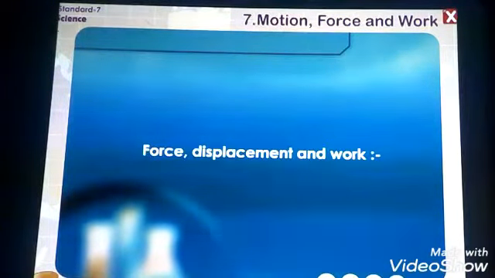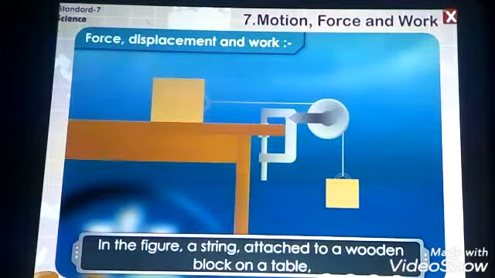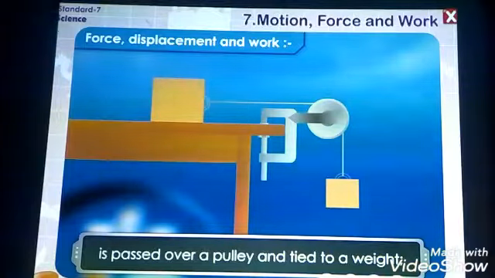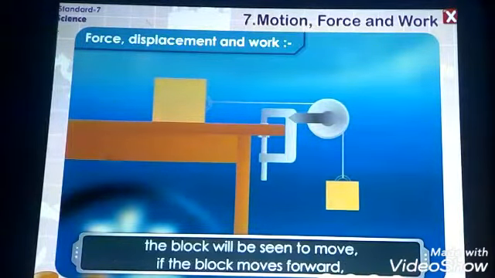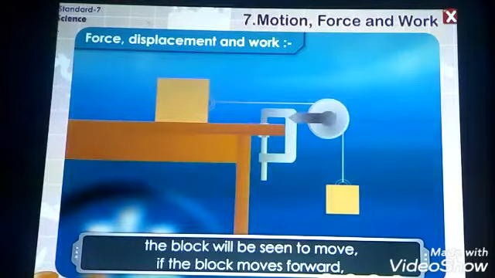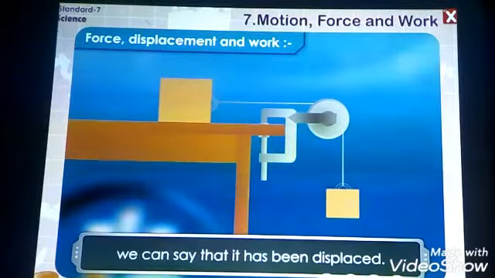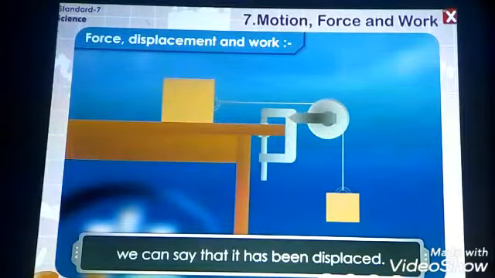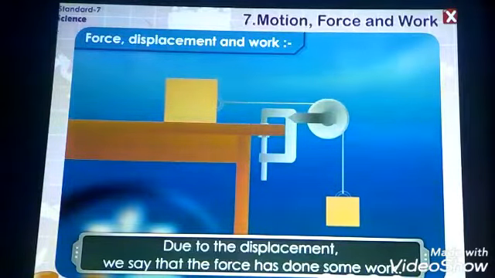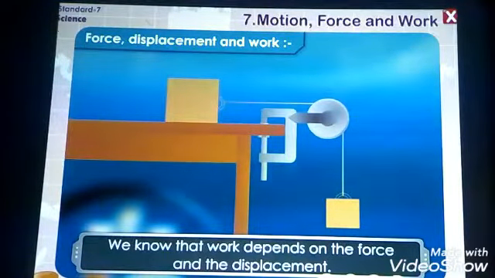Force, displacement and work. In the figure, a string attached to a wooden block on a table is passed over a pulley and tied to a block; the block will be seen to move. If the block moves forward, we can see that it has been displaced. Due to the displacement, we say that the force has done some work. So we know that the work depends upon the force and the displacement.